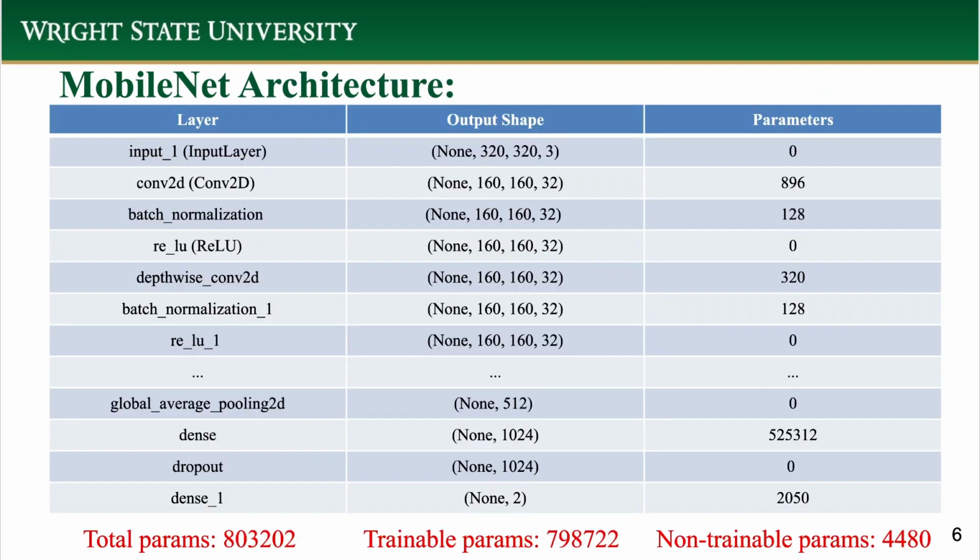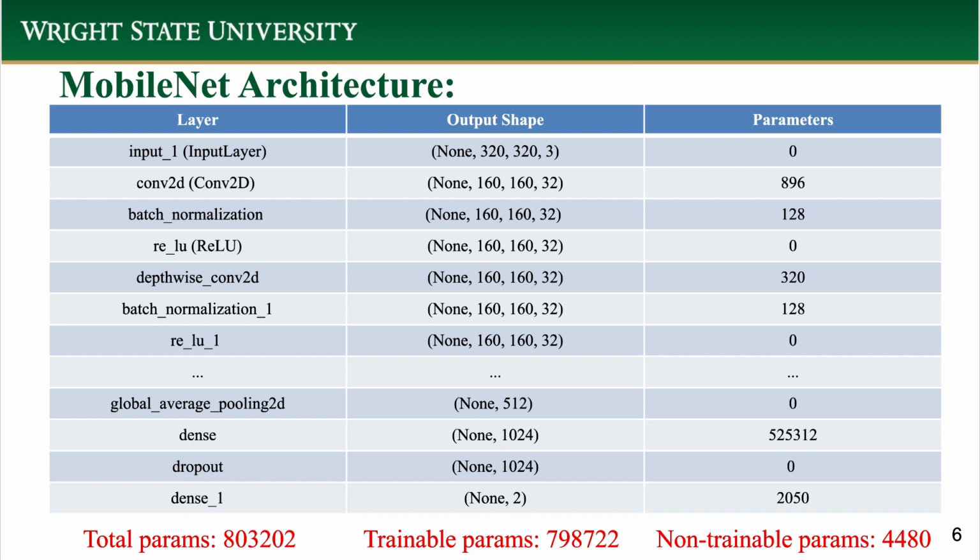MobileNet architecture. In this segment of our presentation, we will delve into the MobileNet architecture that we have utilized in our project. Here, we represent the layers, output shapes, and parameters. The input to our model is an image with a shape of 320 by 320 pixels and 3 color channels. Our model outputs a shape of 2, corresponding to our classification categories. Those are fire and non-fire images. Here are the key statistics of the MobileNet model we have implemented.